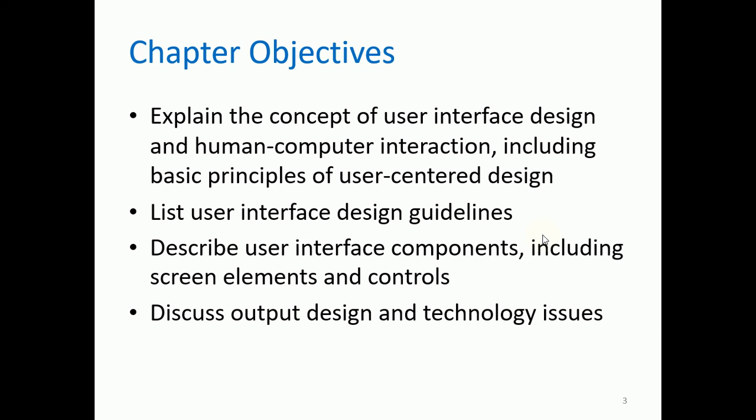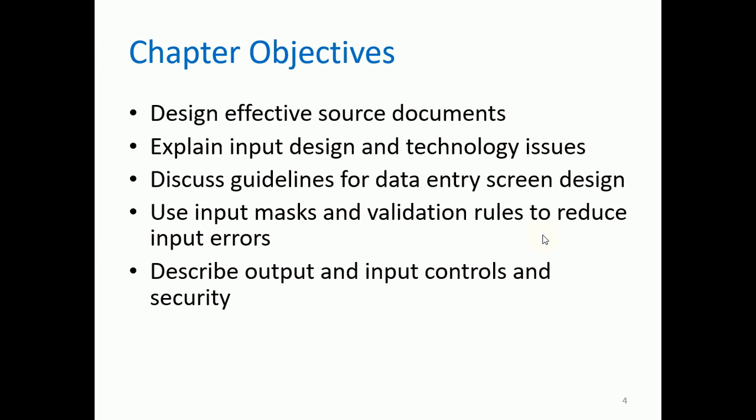So we have the chapter objectives for user interface design. Explain the concept of user interface design and human-computer interaction, including basic principles of user-centered design. List user interface design guidelines. Describe user interface components, including screen elements and controls. Discuss output design and technology issues. Design effective source documents. Explain input design and technology issues. Discuss guidelines for data entry screen design. Use input masks and validation rules to reduce input errors. Describe output and input controls and security.